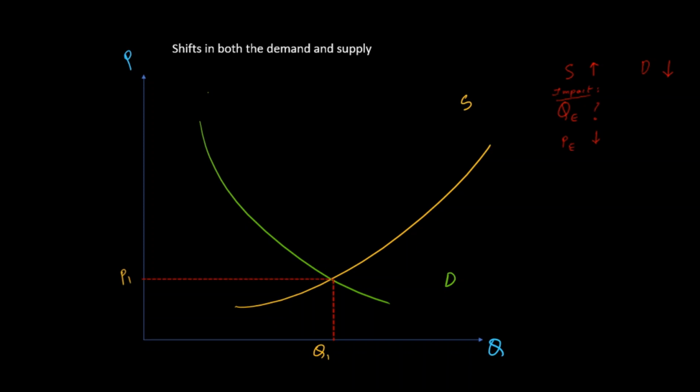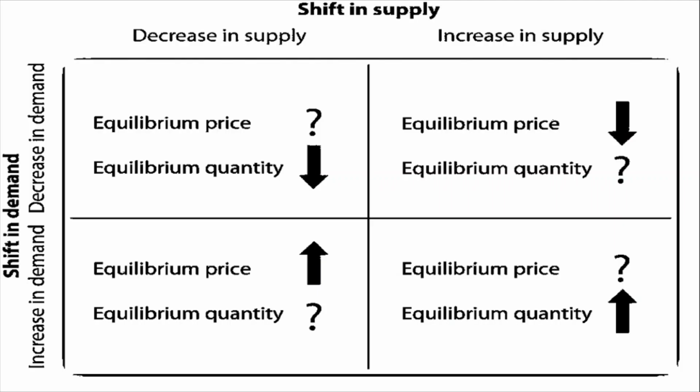So let's put together what we learned in this video. So this is what we have seen in this video. Do not try to memorize this table. You can always draw the graph and check the impact of each scenario and then try to get the equilibrium quantity and equilibrium price.